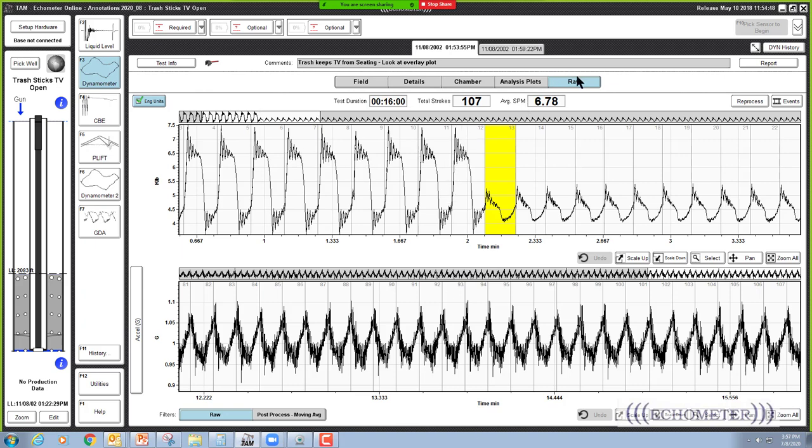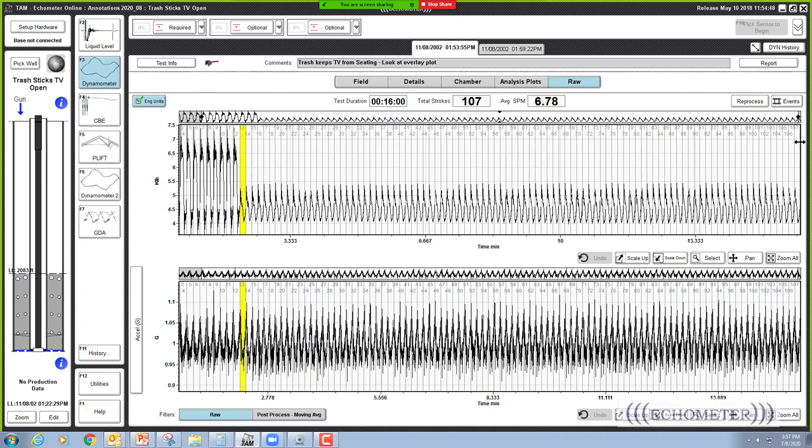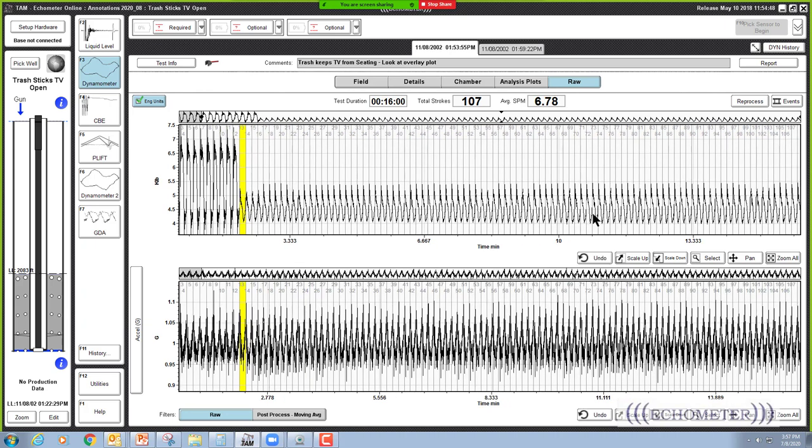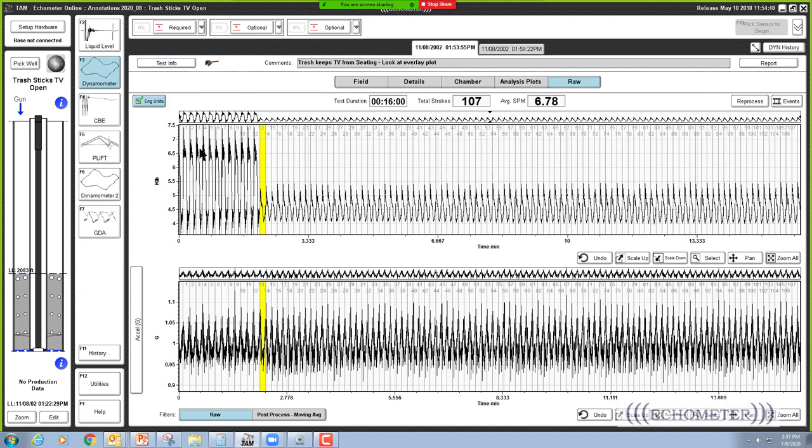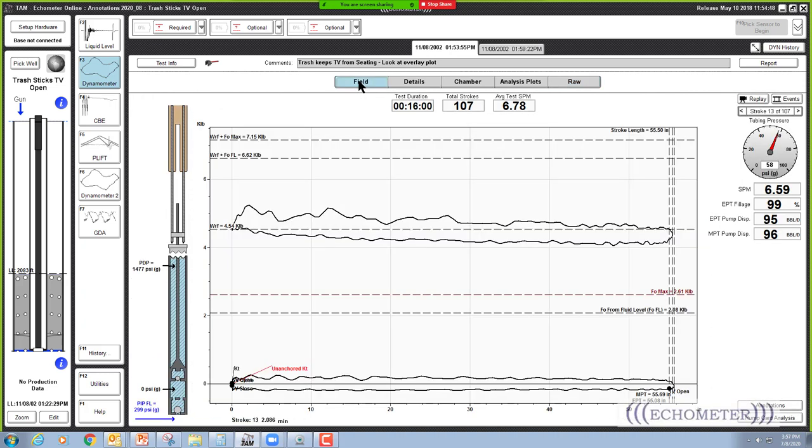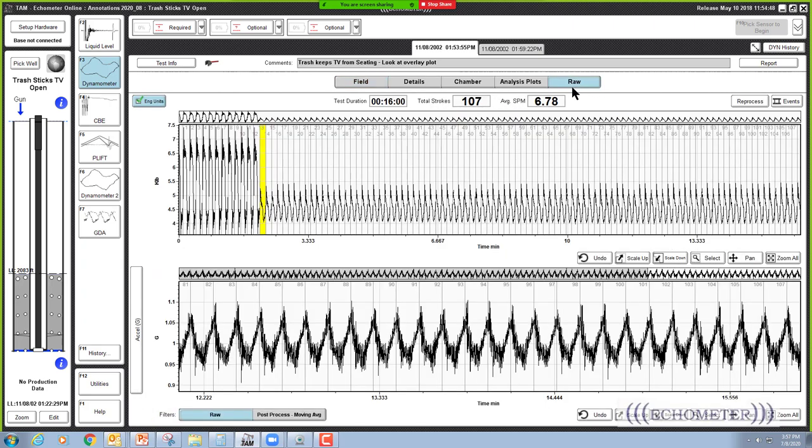So this is the view of the data versus time, and you can see that a lot of data was collected, and it never really changed after this point right here when the trailing valve stuck open due to some kind of solids. If we go and look at the first 13 strokes, if I go into the field view, and I want to overlay the strokes, and let me go to stroke number one.